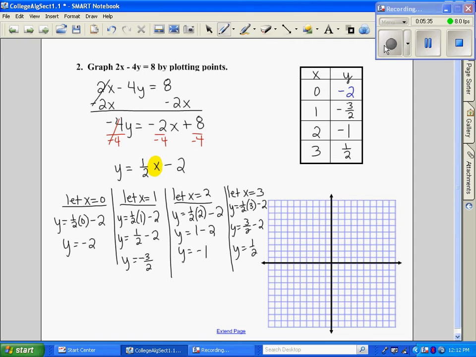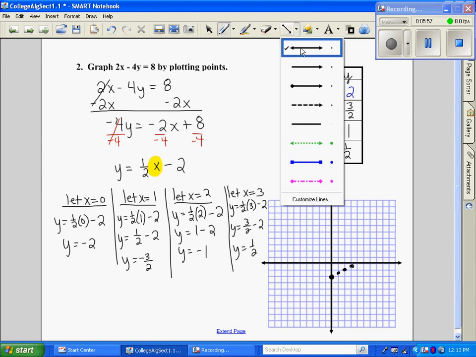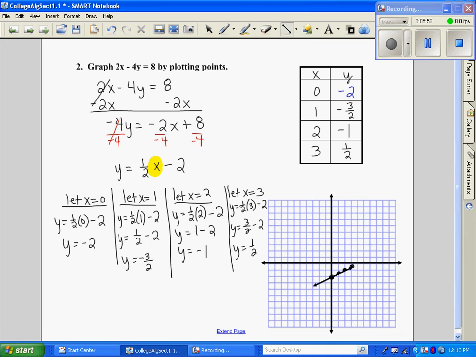Now graph those as ordered pairs. So 0, -2 is here. 1, -1.5 is about right here. 2, -1, and then 3, -1/2. So we graph that.